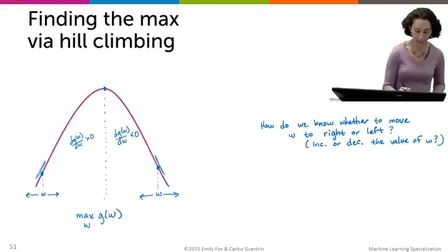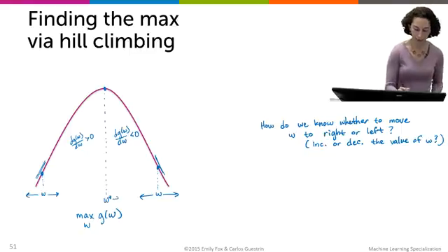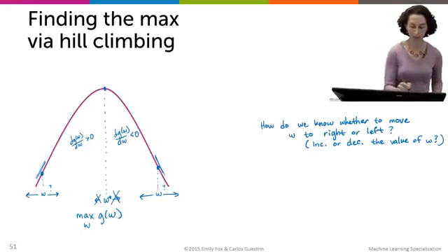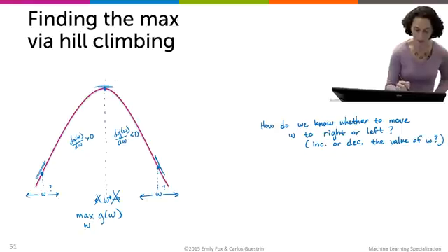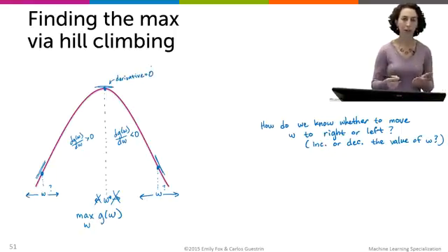And what about if I'm exactly at the optimum, which maybe I'll call w star? Do I want to move to the left or the right? Well, neither. I want to stay exactly where I am. That's the maximum. And what happens in this case? If I look at the derivative at the optimum, we know that the derivative is 0. So again, the derivative is telling me what I want to do. I don't want to change w at all.